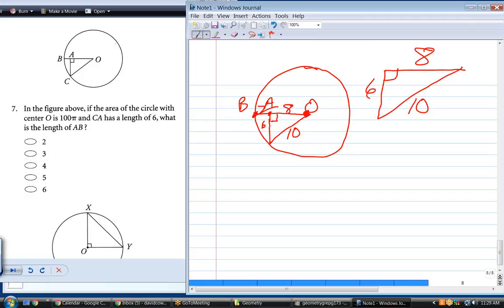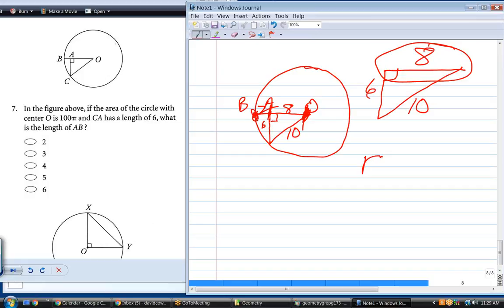Okay. Cool. And notice how many things we had to solve for. We had to solve for r first. We had to solve for the distance from O to B, which was also r. And then we had to solve from O to A, which was the side of that right triangle. And then we had to subtract that from OB. So there were 4 steps to coming up with that.